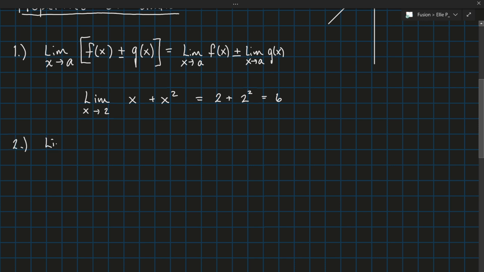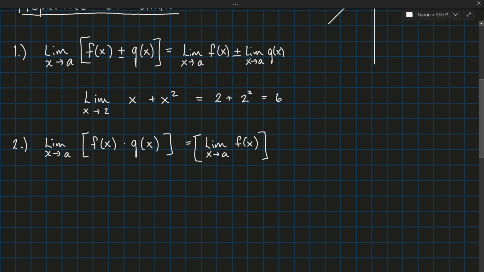The limit as x goes to a of f of x times g of x is just the limit as x goes to a of f of x times the limit as x goes to a of g of x.